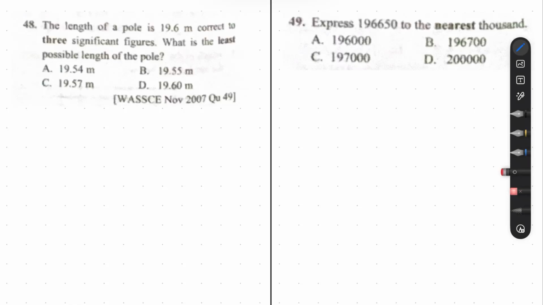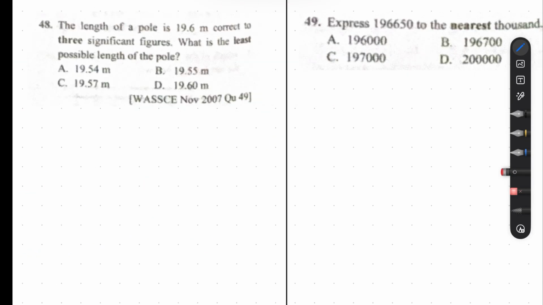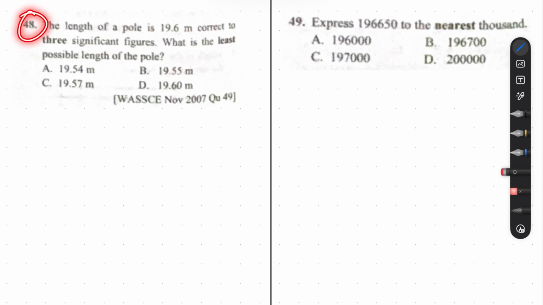Okay, welcome to another session in this series. In this session, we are starting from question number 48. Previously, we ended at question number 47. So today, we start from question number 48. So let's read the question.